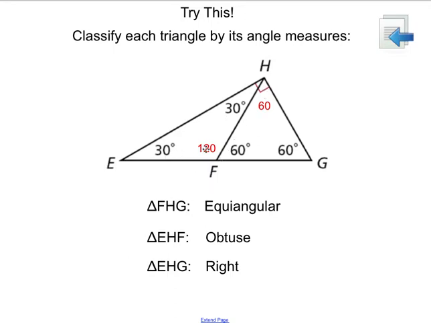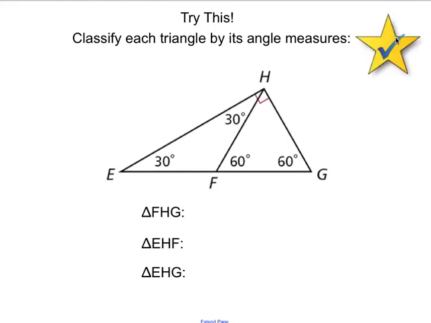And I found that this was a 120 degree angle by subtracting 30 and 30 again from 180, so that's 120, and that's obtuse. The last triangle is EHG. This angle up here is a right angle, therefore my triangle is a right triangle. And in case you haven't noticed by this point, we name our triangles by their vertices.